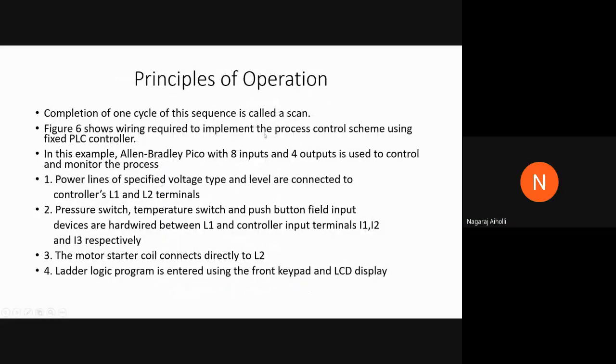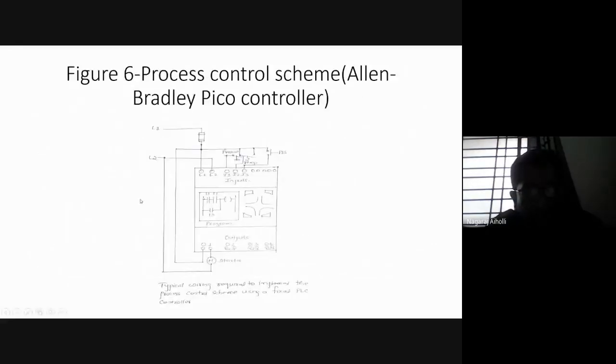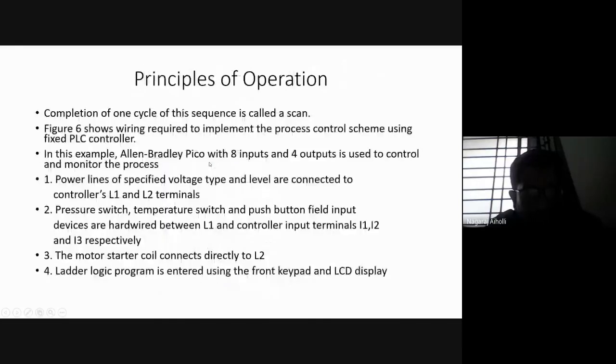Figure 6 shows wiring required to implement the process control scheme using the fixed PLC controller. In this example, Allen Bradley Pico controller or Pico PLC with 8 inputs and 4 outputs is meant to control or monitor the process. There are 2 power lines, L1 and L2. Pressure switch, temperature switch, and push button are hardwired between L1 and controller input terminals I1, I2, and I3. The motor starter coil is connected to L2.